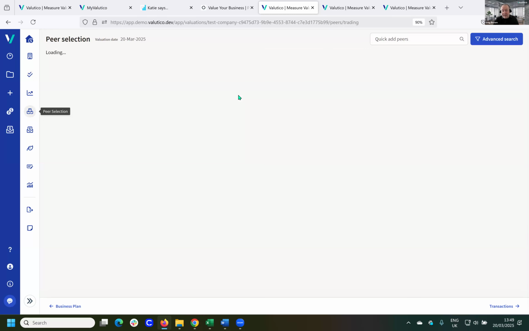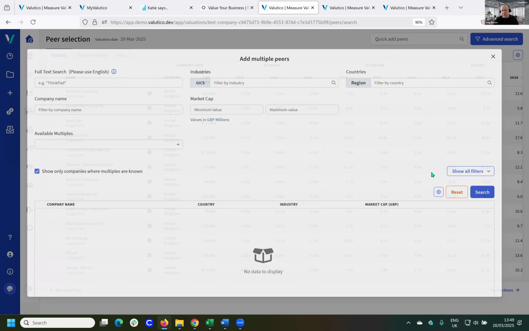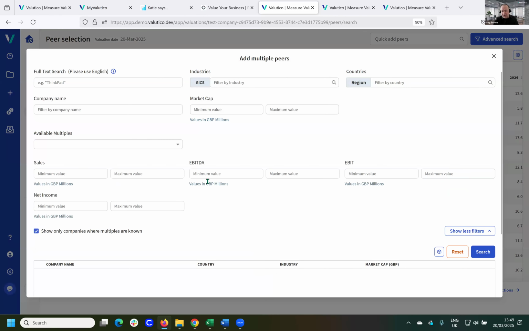Next up would be the peer selection. One of the things the platform prides itself on is presenting an appropriate list of peers. We give you 20, but then this is where you refine things and your own professional judgment comes into play. You can remove peers if you want to. You're never going to be left with the original 20; you're probably going to be left with 5 or 6. There are lots of filters, which I won't go too much into, but this will really help you drill down and find exactly what you're looking for.